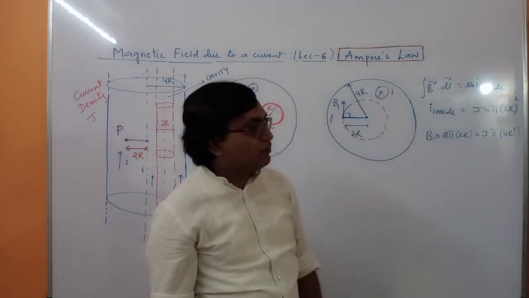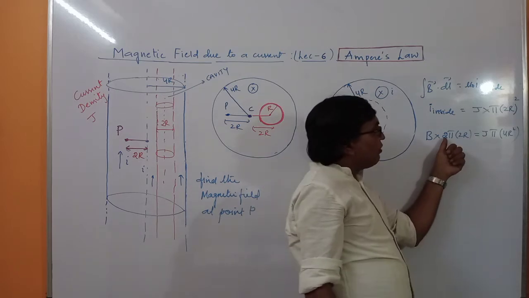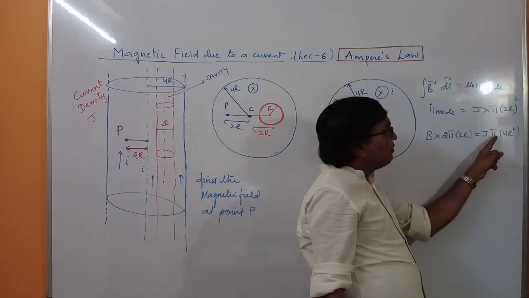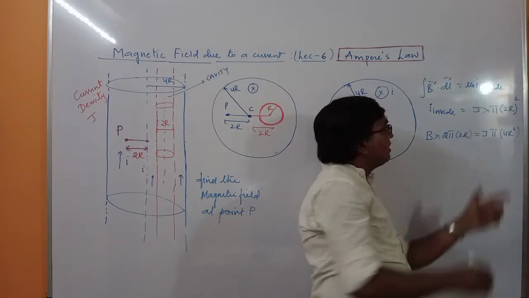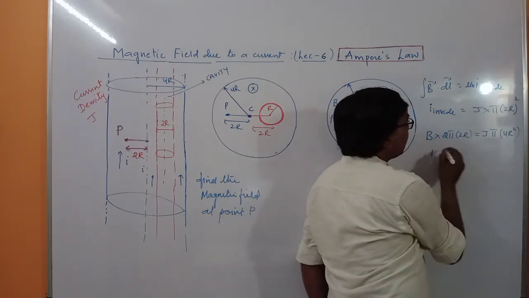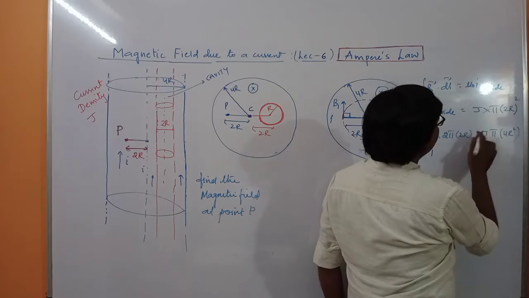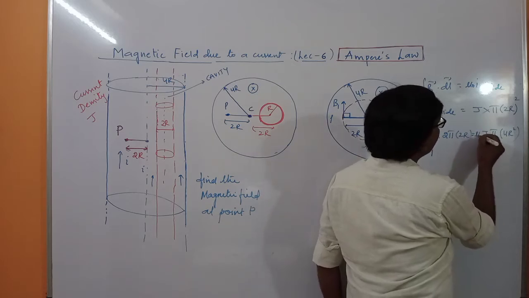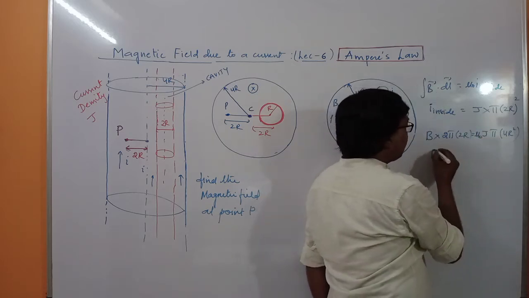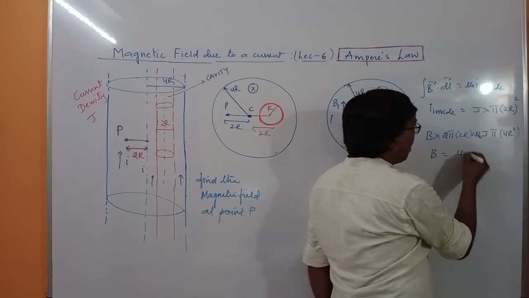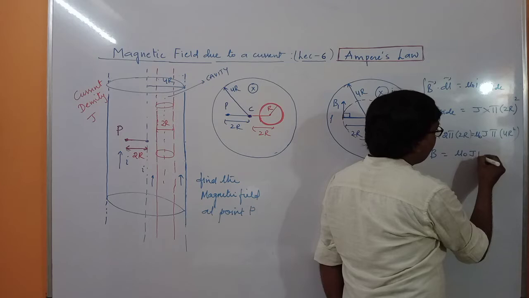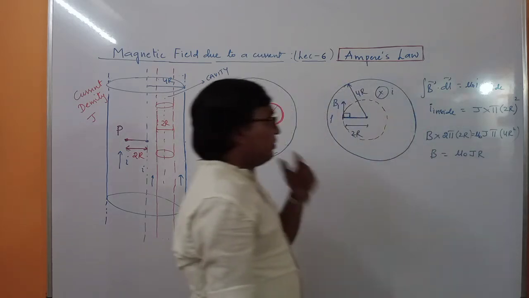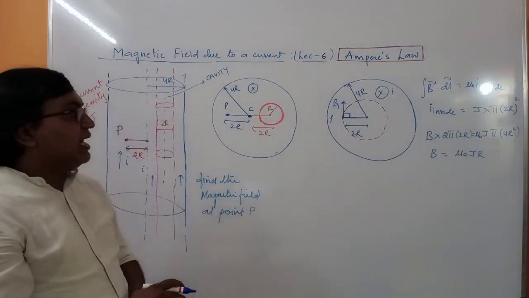2r whole square is 4r square. Now here we have 4 pi r and here we have 4 pi r square. So 4 pi r will cancel with this. So we will have B. Here I have missed mu naught. So B is equal to mu naught j r.